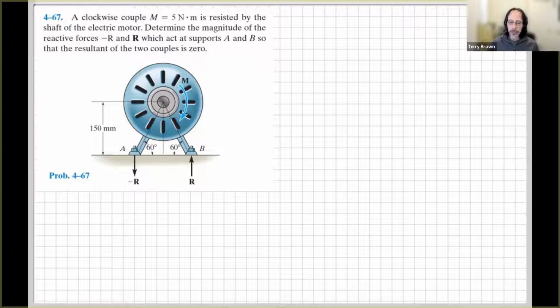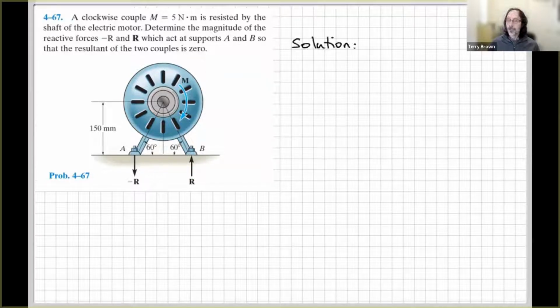All right, so here we have this motor. You might not recognize that as a motor. Hopefully at the end, when we look at some actual little motors that I've got in my office here, it'll become a little bit more obvious. But anyway, we've got this couple moment that's applied to the shaft of the motor. And then because of that, we need some reaction forces down here at the bolted connections where the motor is bolted to the ground. And we want to know the magnitude of these reactive forces.